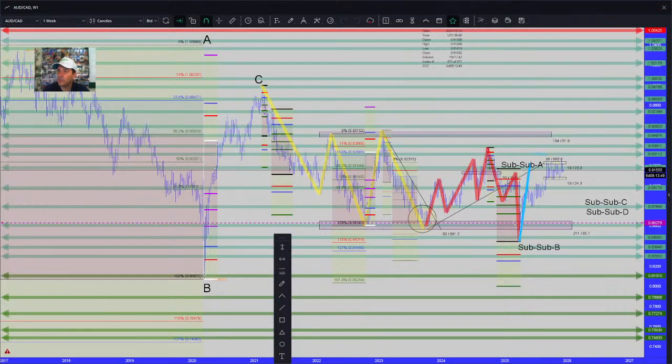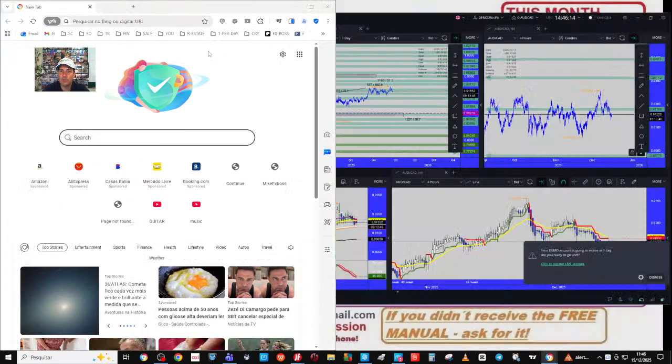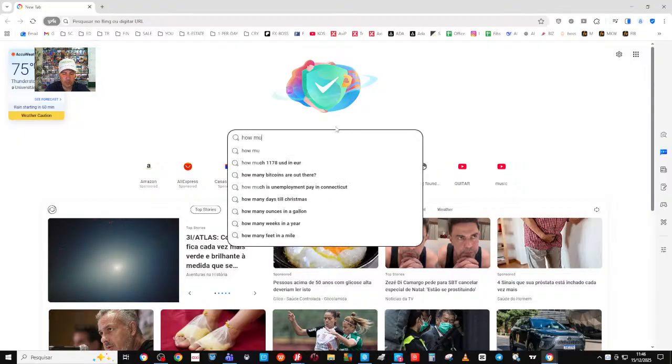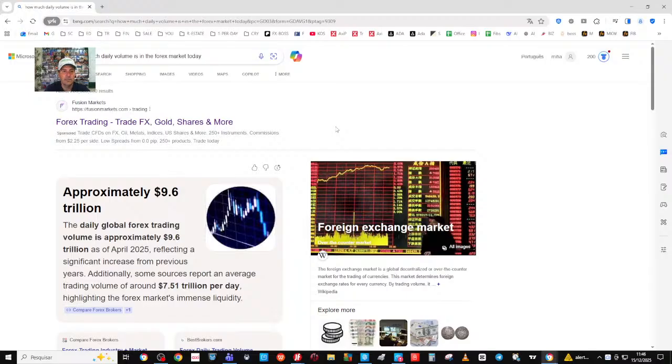Education wise, right? Some of you don't know what we're talking about. How much daily volume is in the Forex market today? 9 trillion, everybody. 10 years ago it was 7. Global daily Forex volume: 9.6 trillion. No central bank has the power to manipulate the Forex market, everybody.